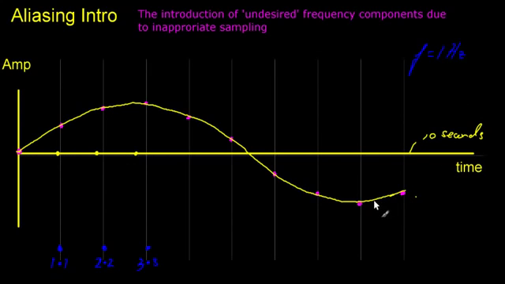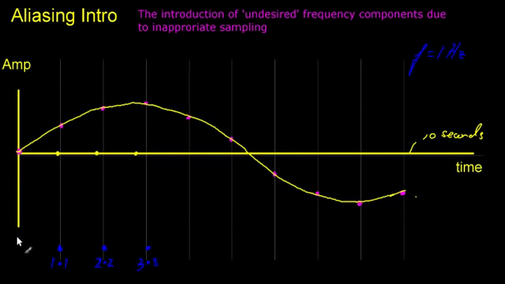So even though the original continuous signal was a sinusoid of a certain frequency, the discrete signal that I've captured is a sinusoid of a different frequency. So it's not the frequency that I really want. It's a sinusoid that doesn't have the frequency of the original continuous signal. So effectively what I've done is introduced an undesired or unwanted frequency component due to the fact that I use an inappropriate sampling rate.